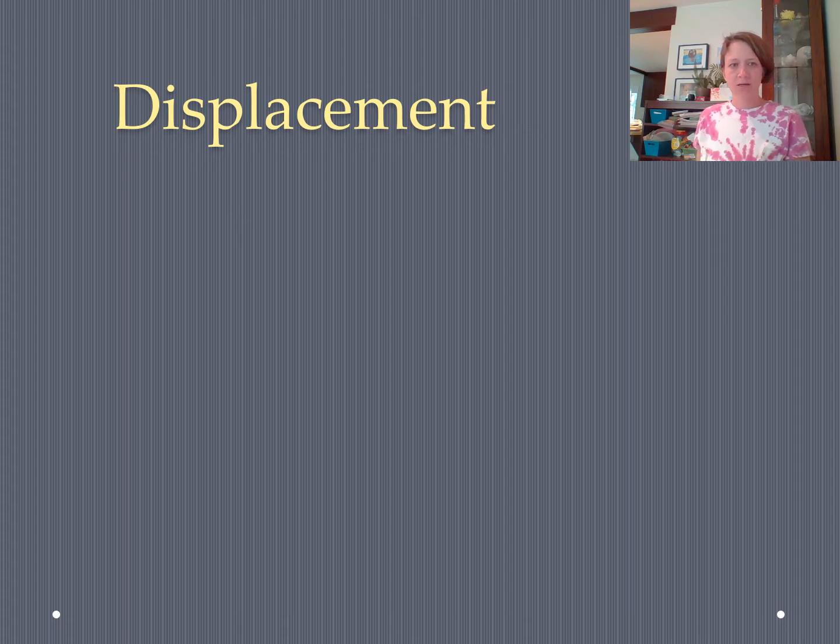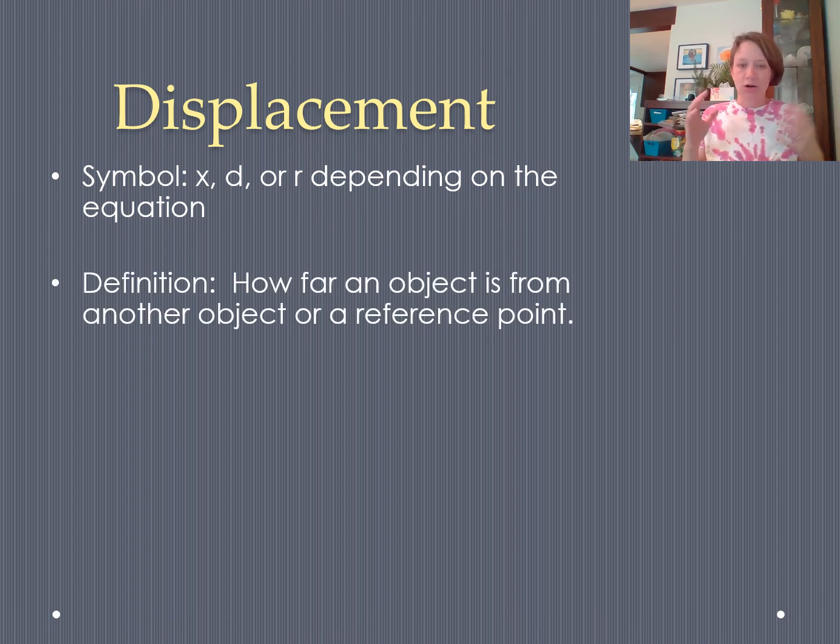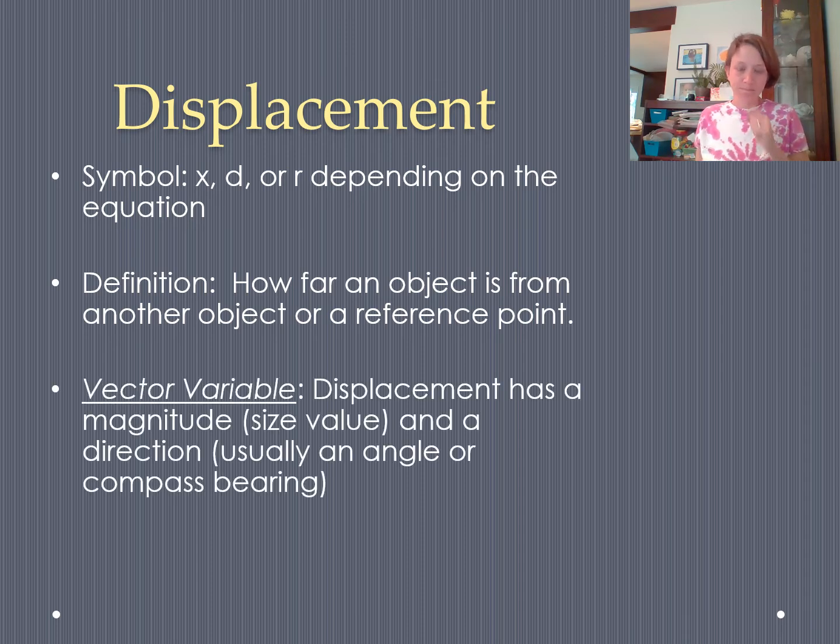The first kinematics variable that we're going to talk about is known as displacement, sometimes called distance. The symbol of displacement can be either a D, which would be logical, or sometimes it's an X, which stands for displacement in the x-axis, or sometimes it's R, which stands for the radius. So if you're talking about the distance between two round objects, you might see an R represented in the equation, but they all really mean the same thing, which is how far apart two objects are, or how far one object is from a reference point.